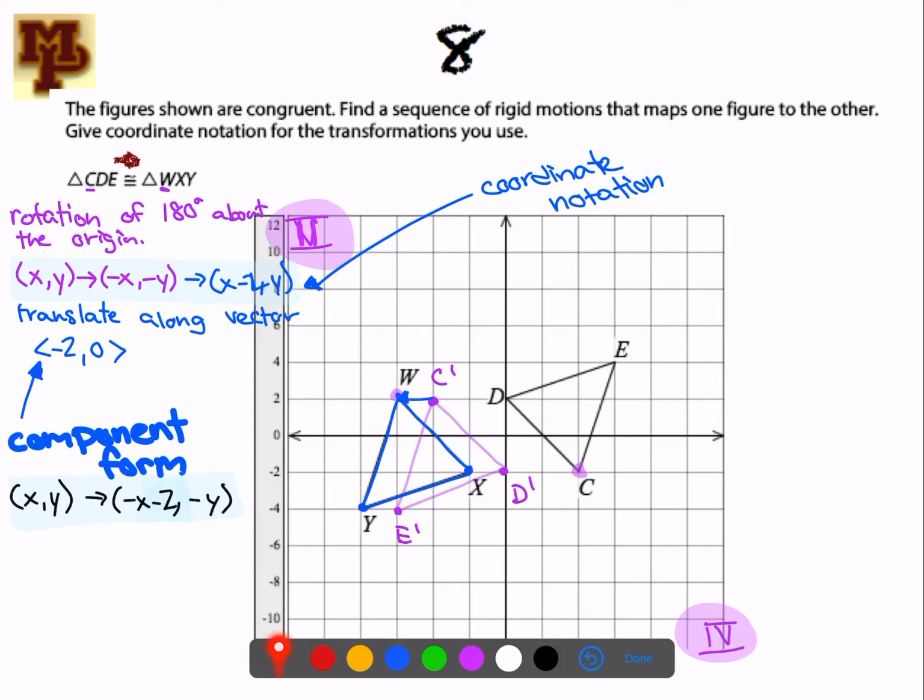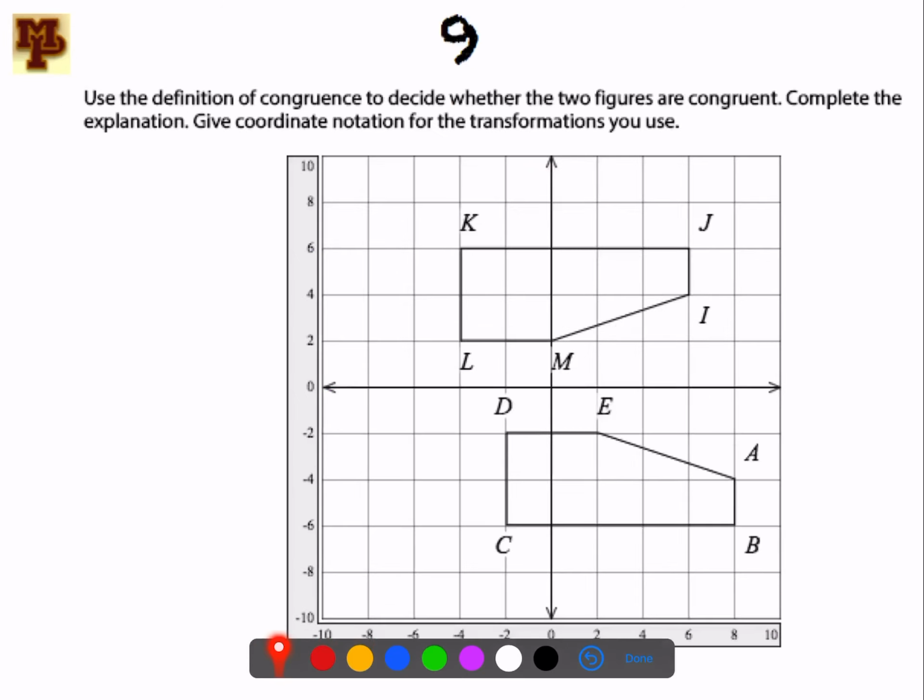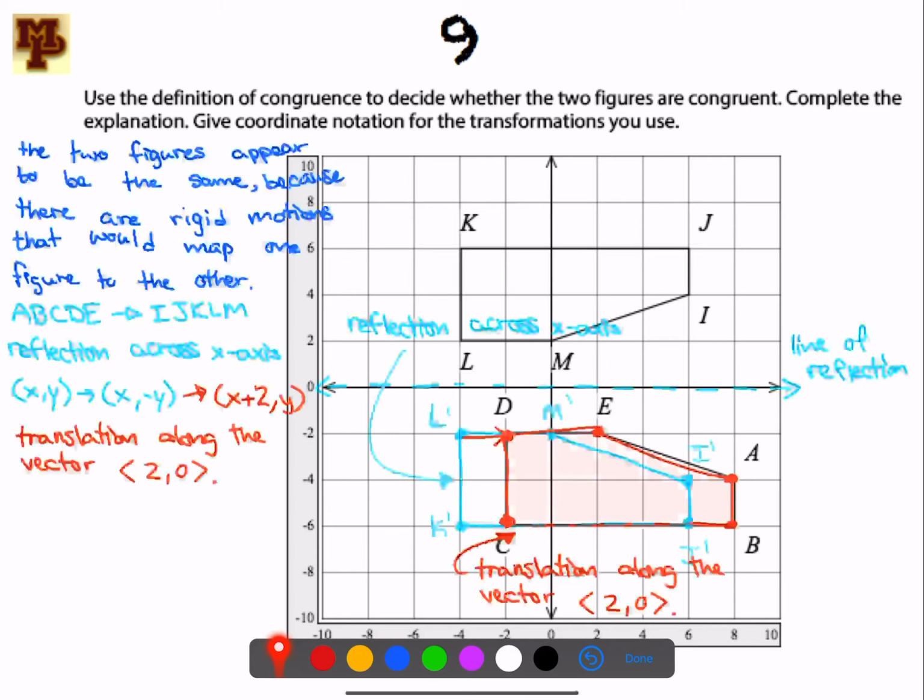All right, and our final problem for the day, number 9. Again, same type of thing. So it appears that these two figures are similar. It looks like there is a rigid motion that will map one figure on top of the other. So let's go ahead and do that. So I'm mapping the top figure to the bottom figure. So the first thing I did is I took LMIJK and I went ahead and I reflected it across the x-axis. That gave me this blue figure down here, but they're not perfectly on top of each other yet.